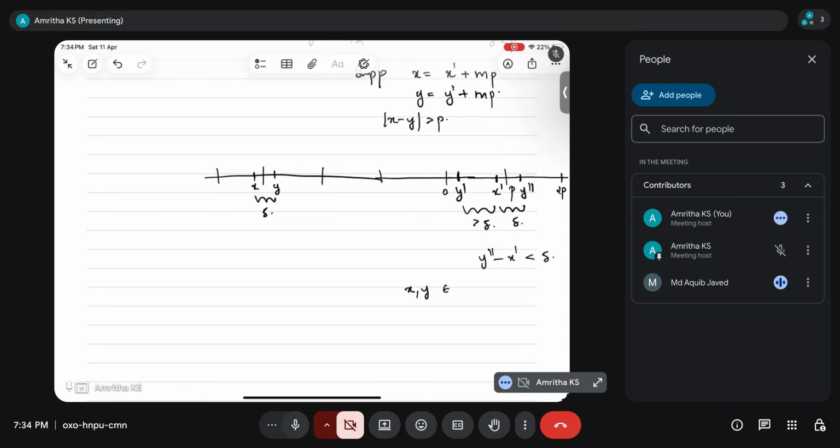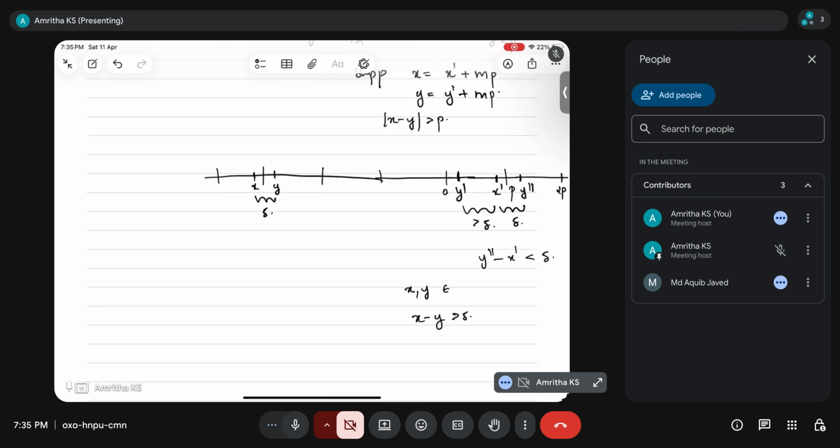Between x and y there is some point we should use. If x minus y is greater than delta, which one? If this x minus y is greater than delta.